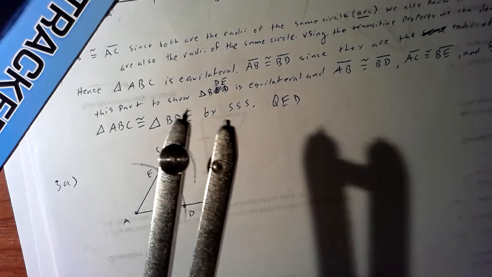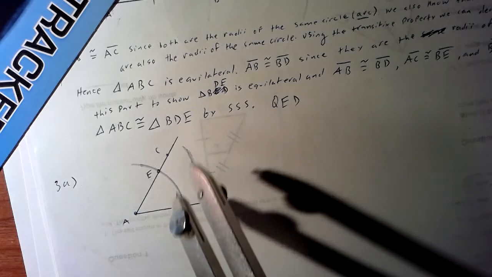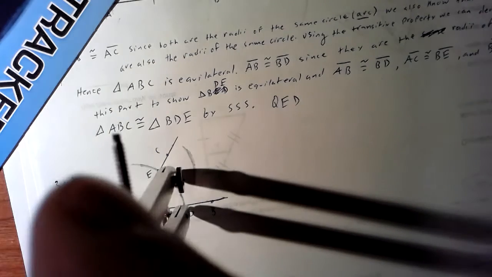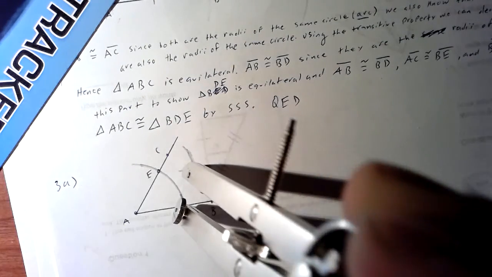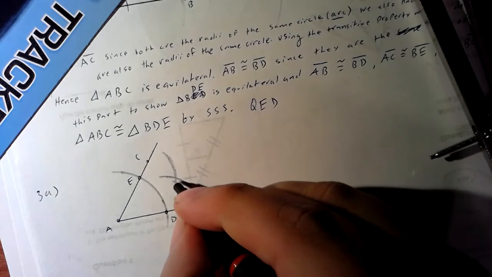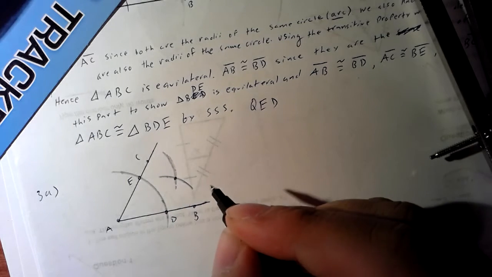Then notice what I said: without changing the width, or the radius, on the compass, I'm going to pick up the compass and put the needle now on D. Then I'm going to draw an arc, making sure that it intersects with the arc that I just did, the previous arc. See that? So they intersect there. Let's label this as point F.